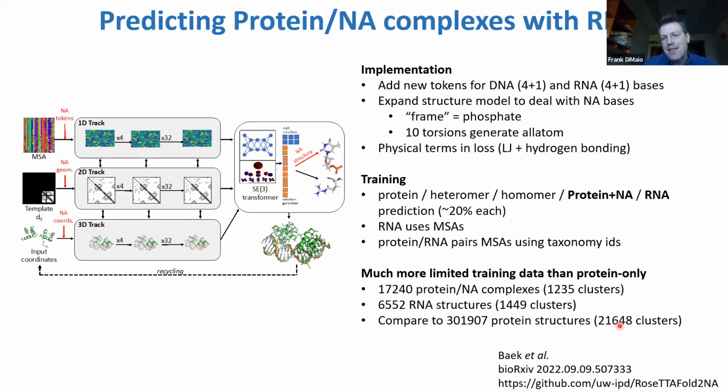Compare this to, again, the almost 20 times as many protein-only clusters. There's, again, 300,000 chains in 21,000 clusters.